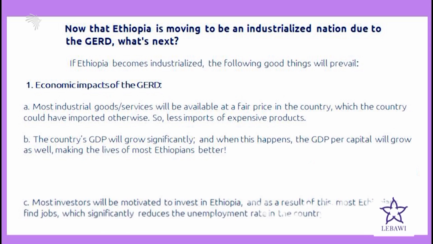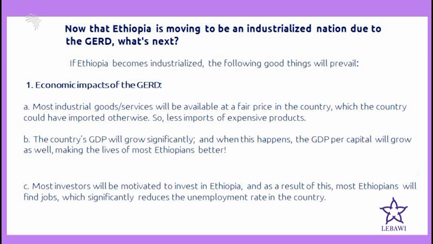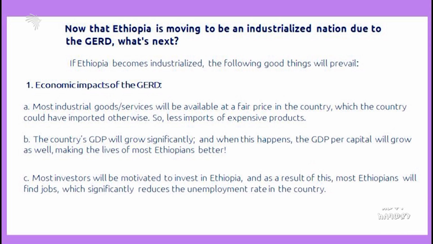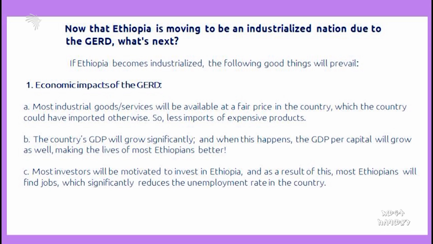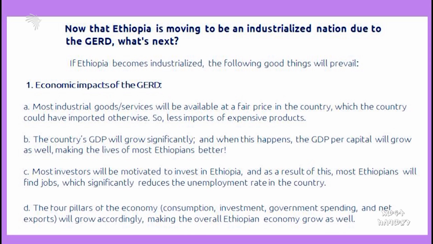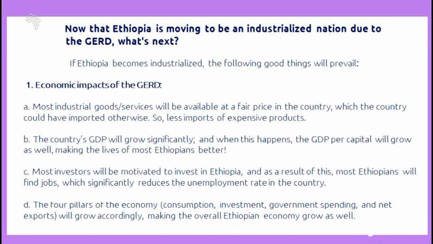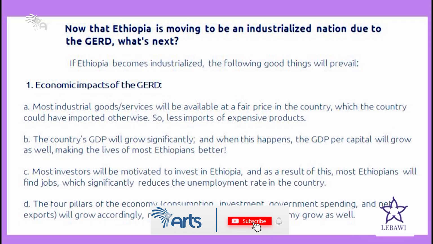C, most investors will be motivated to invest in Ethiopia, and as a result of this, most Ethiopians will find jobs, which reduces the unemployment rate in the country. D, the four pillars of the economy, known as consumption, investment, government spending, and net export, will grow accordingly, making the overall Ethiopian economy grow as well.